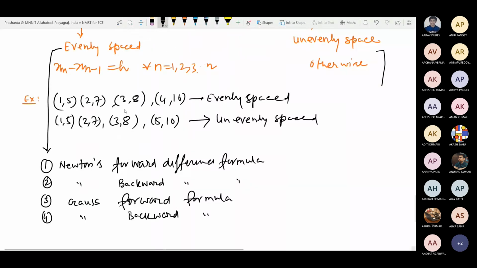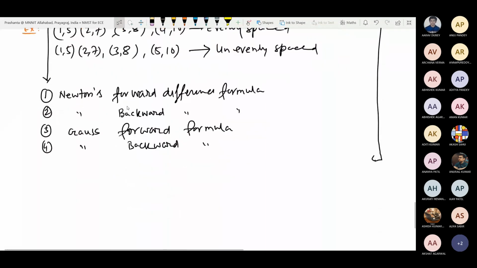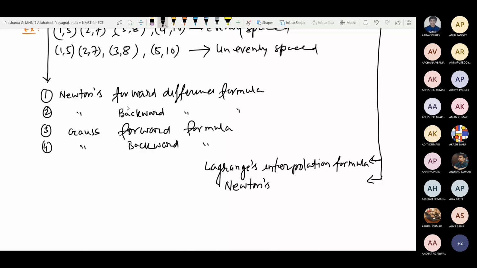And for unevenly spaced, we are going to study Lagrange interpolation technique or interpolation formula, and one more technique. Only two techniques for unevenly spaced: the Lagrange interpolation formula and Newton's divided difference formula.